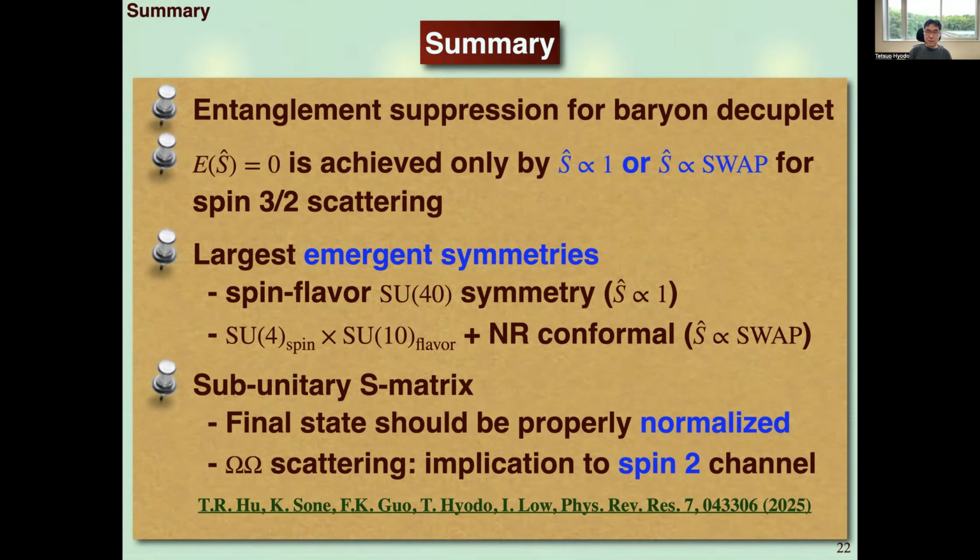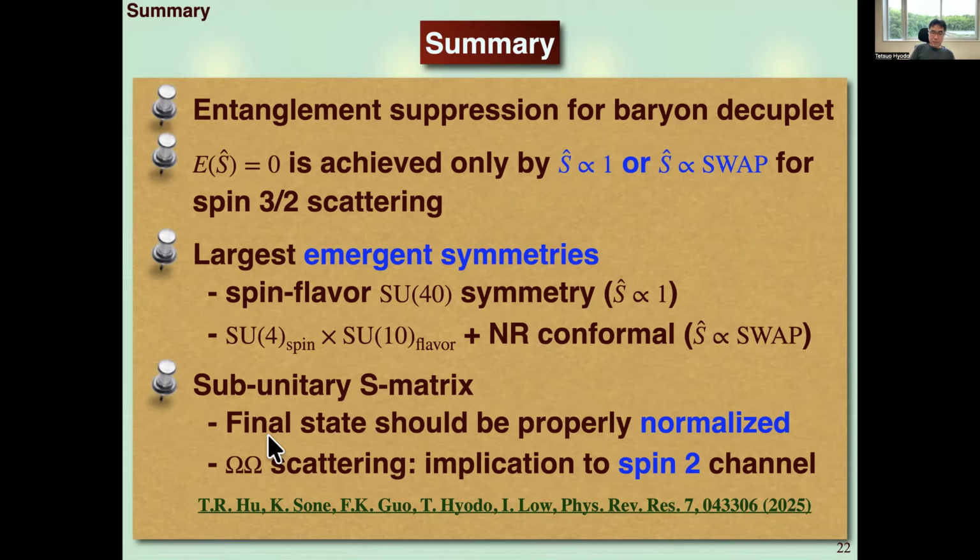So here's a summary of this half of the talk. We generalize this argument of entanglement suppression to the case of baryon decuplet scattering. And in the spin 3/2 system, we can also confirm that the zero entanglement solution can be achieved in two different cases. One is the identity operator case, and the other is the swap operator case, even for spin 3/2. And this is actually related to very large spin-flavor symmetries. In the identity case, we have a spin-flavor SU(40), and in the swap case, spin SU(4), flavor SU(10), and the non-relativistic conformal symmetry. Those are the emergent symmetries we expect for the decuplet baryon scattering.